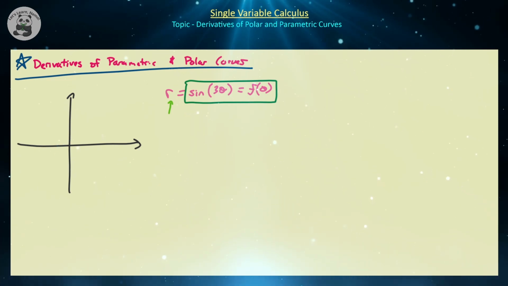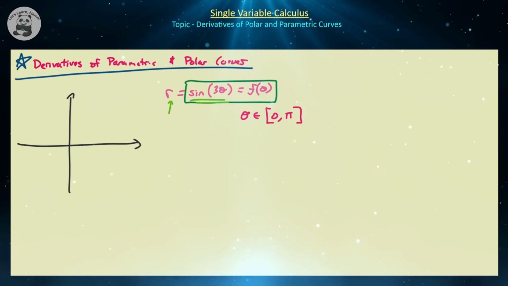So if you already know some basic polar curves, sine 3 theta is just going to be a rose curve with 3 petals. So let's assume that the domain of this particular function, theta, belongs to the interval 0 to pi. That's going to give us a complete cycle of our 3-petal rose curve. So as we already know, when theta is equal to 0, sine of 3 theta is also going to be 0. So that center point is going to be the origin.